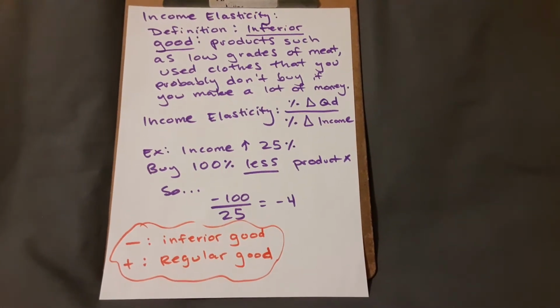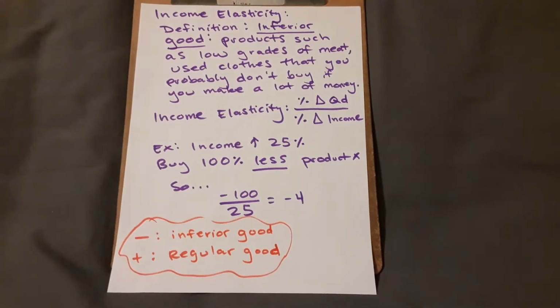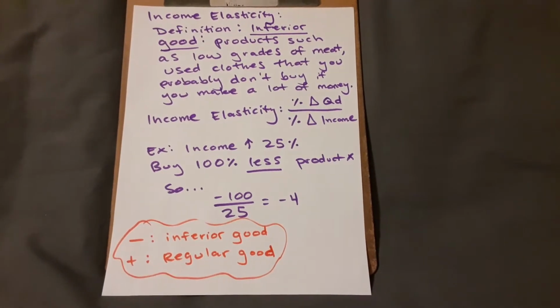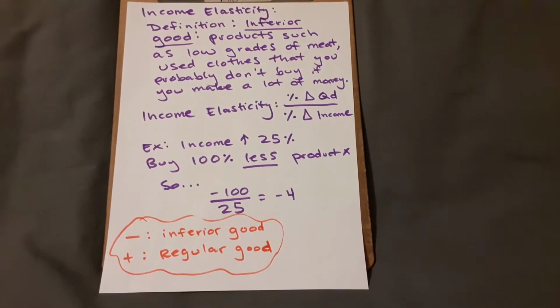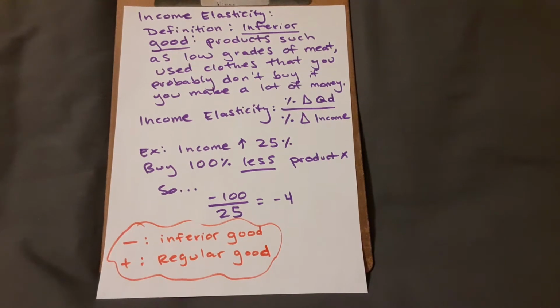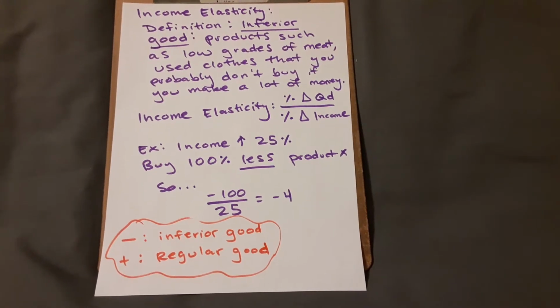So in this video, we're going to look at two really simple formulas. The first one is called income elasticity. This is not about whether demand is elastic or inelastic. That's not what this is about. Income elasticity is a formula that lets you know if a product is a regular good or an inferior good.